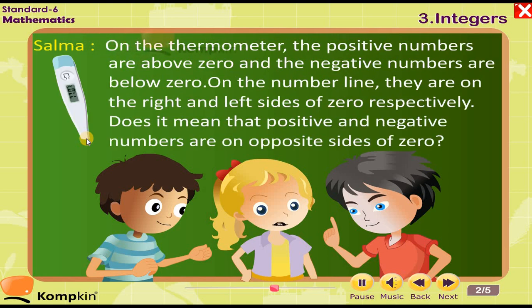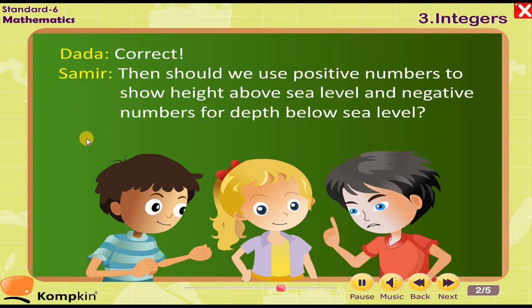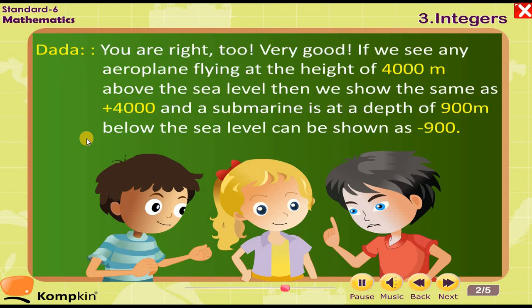Salma, on the thermometer, the positive numbers are above 0 and the negative numbers are below 0. On the number line, they are on the right and left sides of 0 respectively. Does it mean that positive and negative numbers are on opposite sides of 0? Dada, correct. Samir, then should we use positive numbers to show height above sea level and negative numbers for depth below sea level? Dada, you are right too.